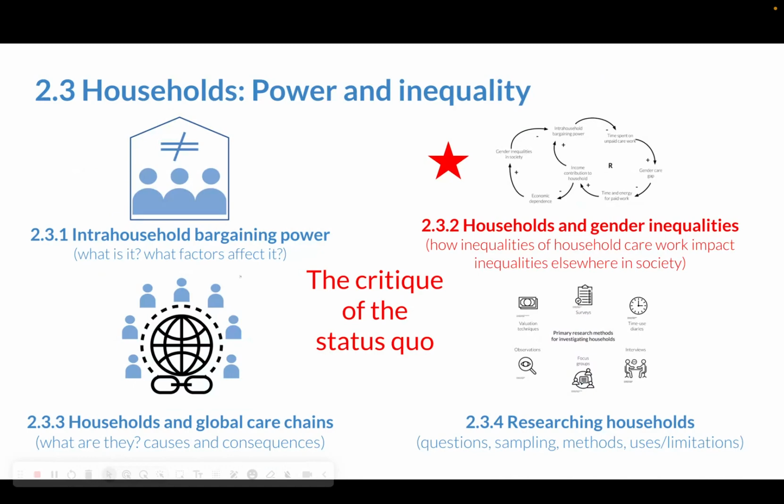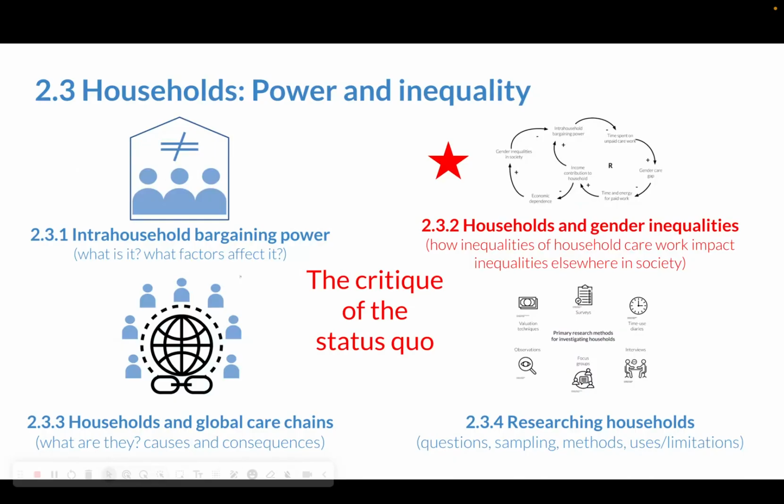2.3.2 is about households and gender inequalities. This section then helps students understand how the way we organize care and domestic work inside the household has implications for gender inequalities outside the household.